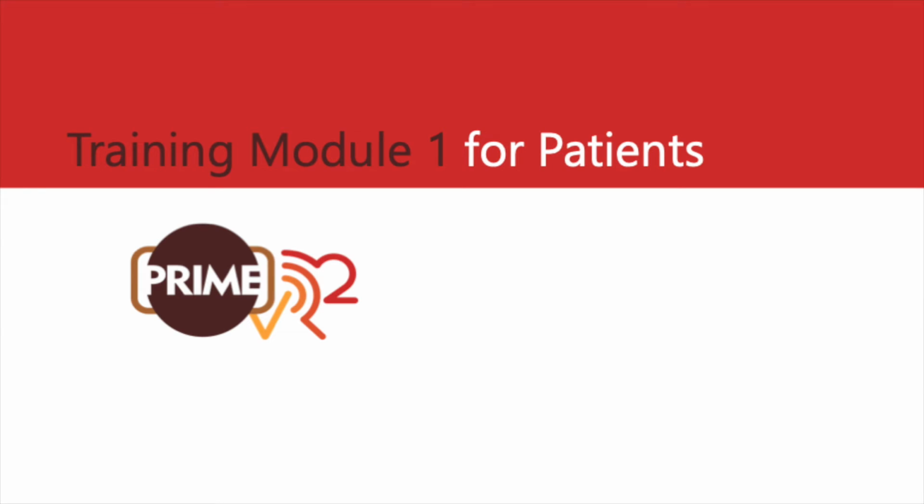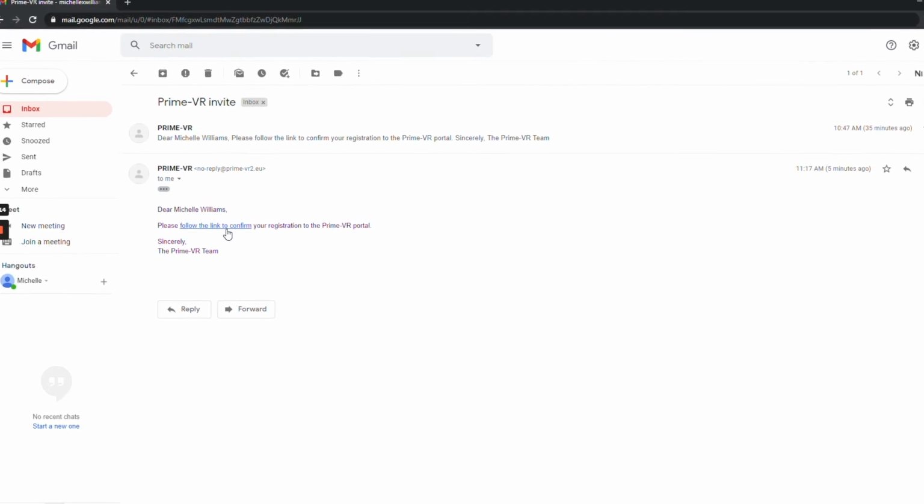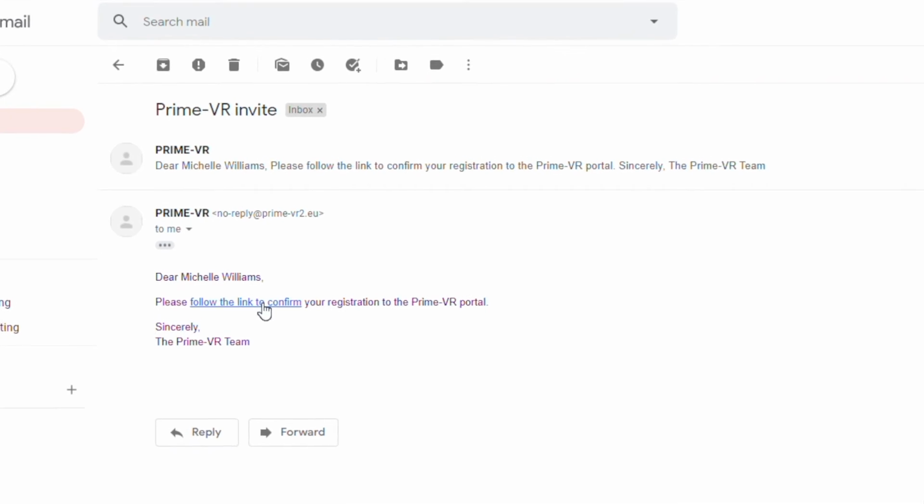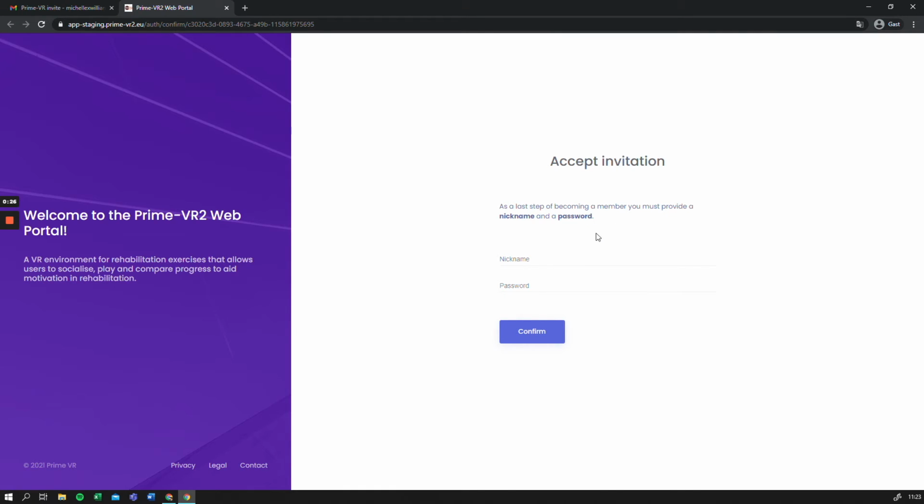As we have now added a new user and assigned a game to this user, I will switch to show you how to set up as a user. You will have received an email invitation. In this email, you can find a link. Click on this link to confirm your registration. Accept your invitation by providing a nickname and password.